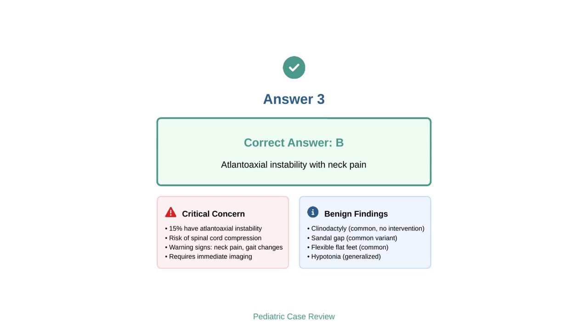Atlantoaxial instability affects approximately 15% of individuals with Down syndrome and can lead to spinal cord compression. Warning signs include neck pain, gait disturbances, weakness, or bladder dysfunction requiring immediate cervical spine imaging and neurosurgery consultation. While clinodactyly, sandal gap, and flat feet are common findings, they typically don't require intervention.